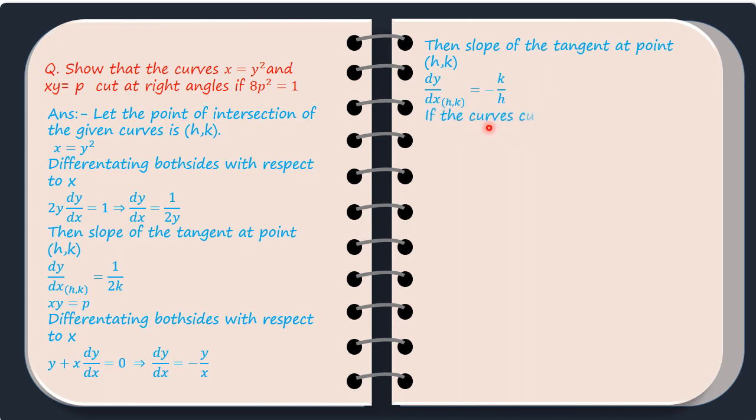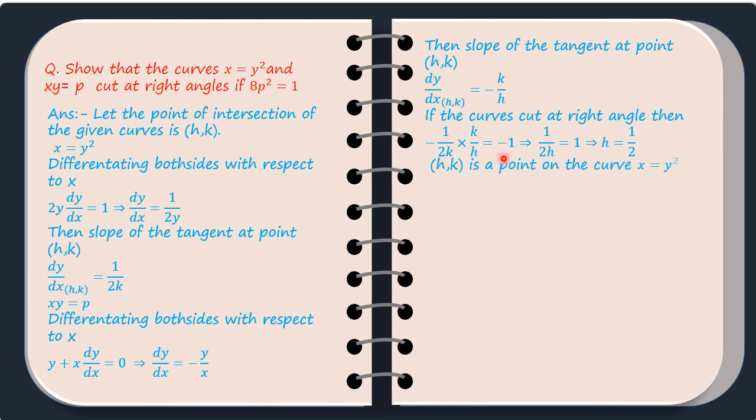Now if the curves cut at right angle, that means these two tangents are perpendicular, that means the multiplication of these two slopes, that is 1 upon 2k and minus k upon h, should be minus 1. So here is the condition. Now you have to apply the condition for perpendicular lines. So h comma k is a point on this curve x equal to y square, so it will satisfy the equation of the curve.